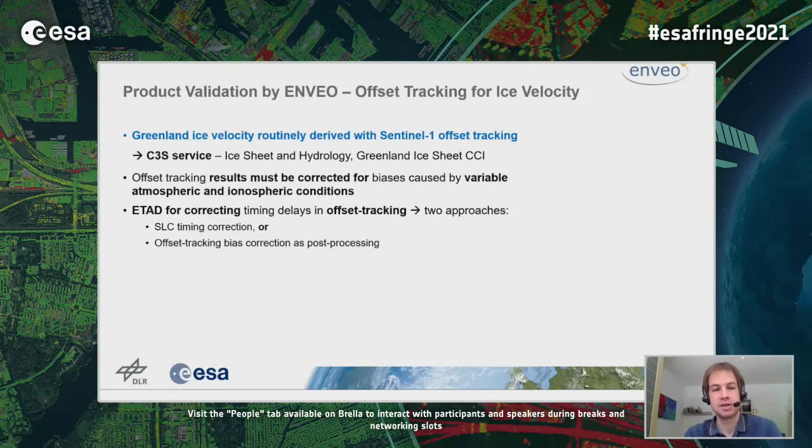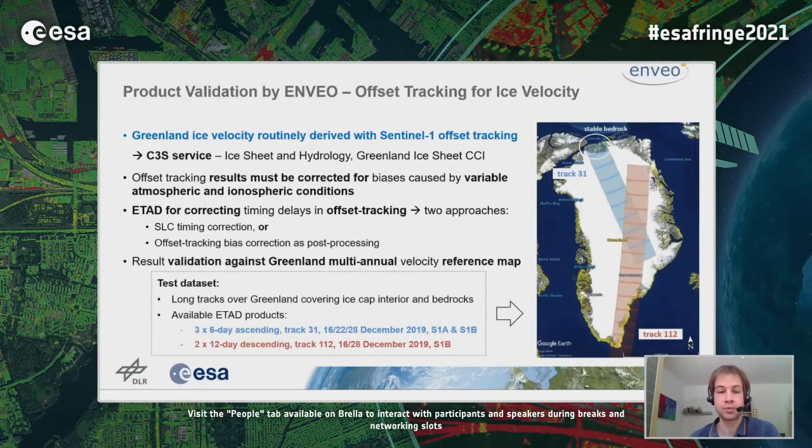The final part is the validation in some of the applications. We teamed up with NVO because they run a nice regular service of feature tracking of ice velocity in Greenland. Usually they have to do a quite substantial correction and mitigation process to get rid of spurious signals introduced by troposphere and ionosphere. They usually use stable terrain to stabilize their movement data where there is none. With ETAT, we hope to get rid of this empirical calibration and correction step, and by simply applying the correction, make sure that everything is right where we want it from the very beginning.